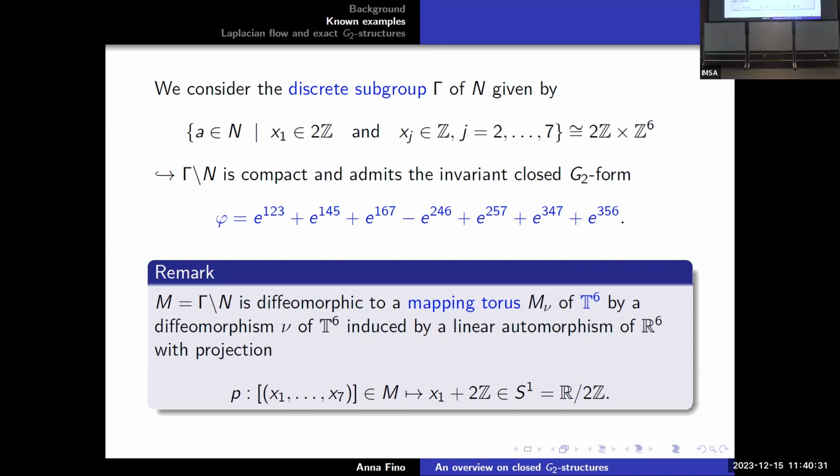A nice property of this manifold, and we will use that for many things, is that the Nernst manifold can also be described as a manifold of a 6-torus by a diffeomorphism, which is induced by an element, essentially. And so the manifold projects over S1, essentially, and we will use this projection later.